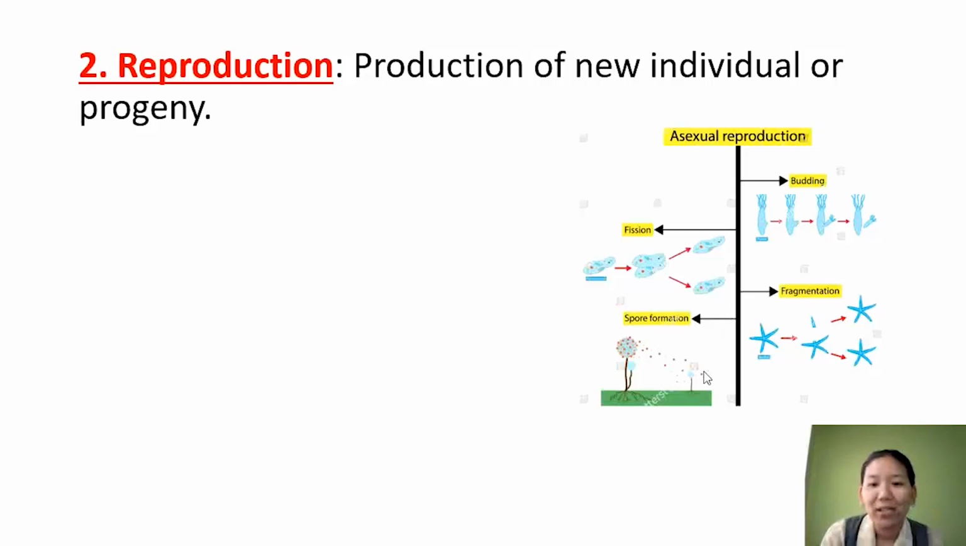And here there is involvement of only one parent, and the progenies produced from the parent are identical to the parent. There is no genetic variation. So this is how reproduction takes place by asexual means.